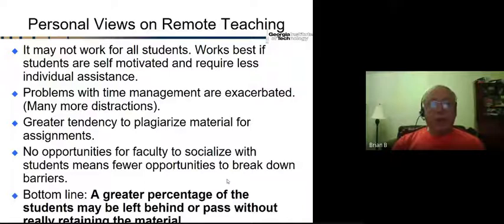Problems with time management are exacerbated. Because you have family obligations, you have other things you have to do around the house, and there's a greater tendency to plagiarize material for assignments. Can't socialize. Bottom line, from my perspective, is a greater percentage of the students could be left behind or pass without really retaining the material.